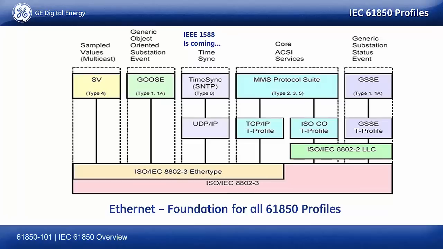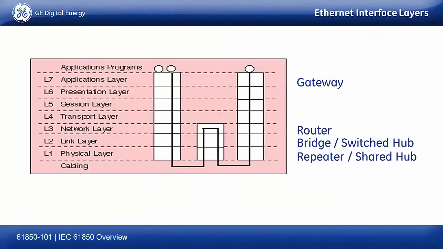And then for more control stuff, we have core services, ACSI, Abstract Communication Service Interface, how we do control, and we've mapped things into these control, right, which uses more of the Ethernet profile. Or we look at Ethernet interface layers, starting from physical layer, link layer, network layer, transport layer, all these up, trying to map Ethernet into the 7-layer stack, which Ethernet doesn't necessarily map into the OSI 7-layer stack, right?